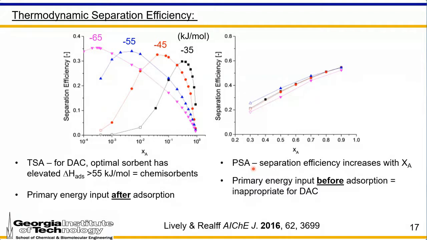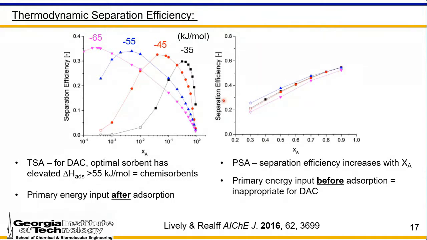And in fact, if you were to calculate the separation efficiency, as my colleagues Lively and Ralph did in 2016, as a function of feed mole fraction, one sees that the overall separation efficiency significantly increases for more concentrated feeds. And this makes sense because you're taking the feed and you're putting a lot of energy into that feed by pressurizing the feed. And so you don't want to pressurize diluents, you want to pressurize your main molecule. So it's much more efficient when you go to higher concentrations.